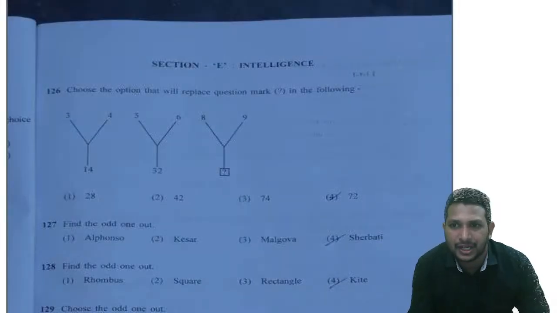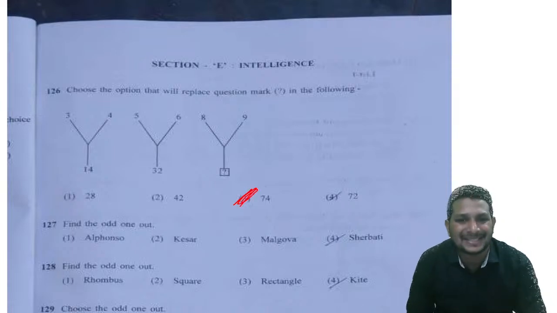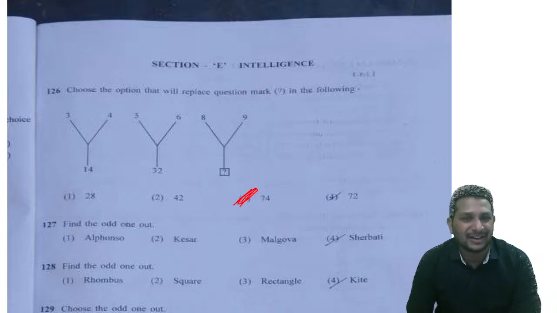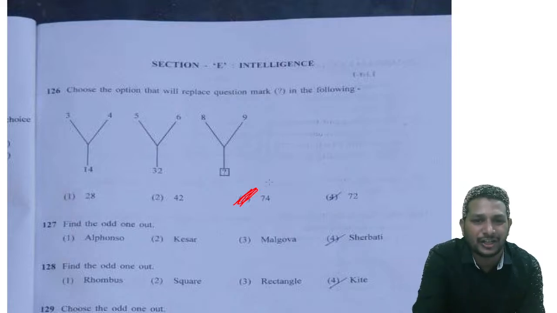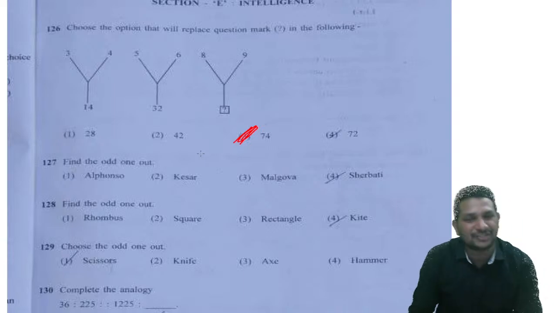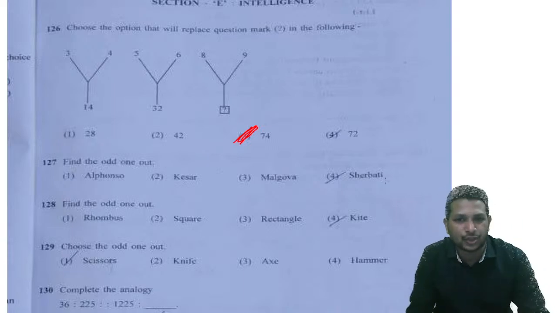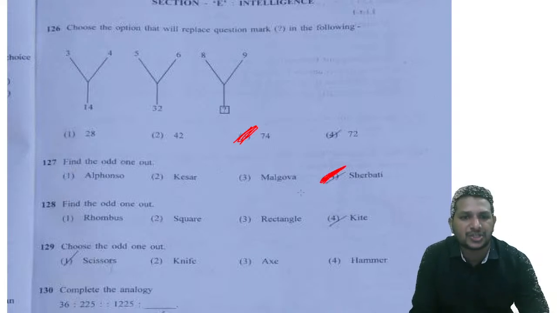Let's see the next question now. In this question, find the odd one out. Alfonso, Kesar, Malgova, Sharbati. I don't know how many of them are aware of this. These are all flavors of mango. Alfonso, the famous one, most of them might have heard. But Kesar and Malgova are also flavors of mangoes. But Sharbati is not a flavor of mango. So the odd one out is option 4.